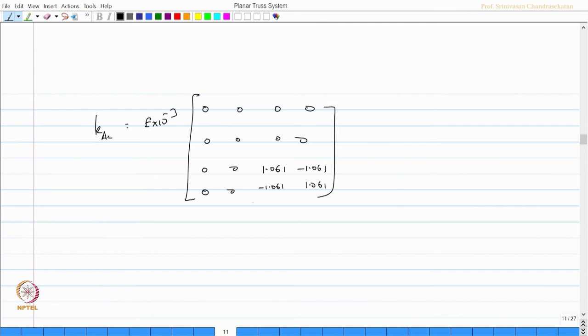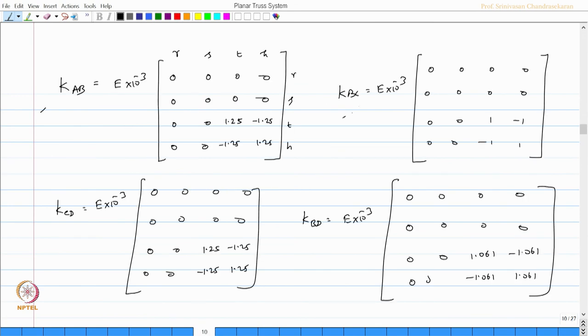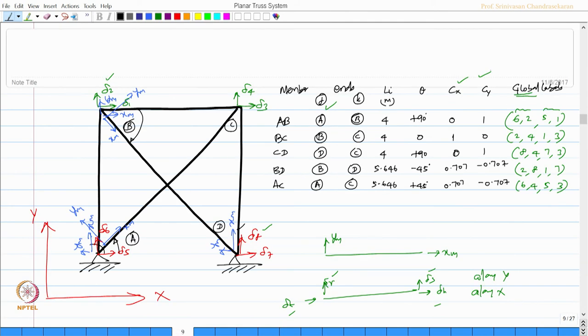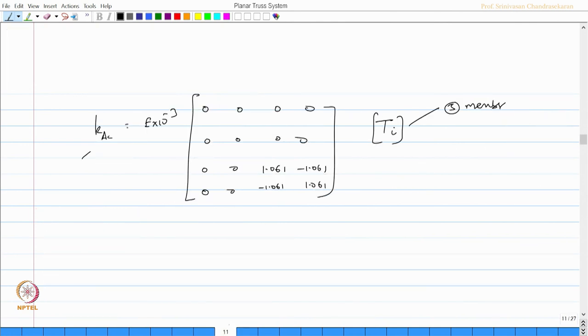So now friends, we have the stiffness matrices for all the 5 members. You can see here for the members AB, BC, CD, BD and AC. We have all the 5 members. We also have the transformation matrix for all the members, because we have the relationship of Cx and Cy. Now, I can always find K global of the truss member of any member, which is given by this relationship: T transpose, K local, and T of the member. So, I use this expression and find K global of all the members.